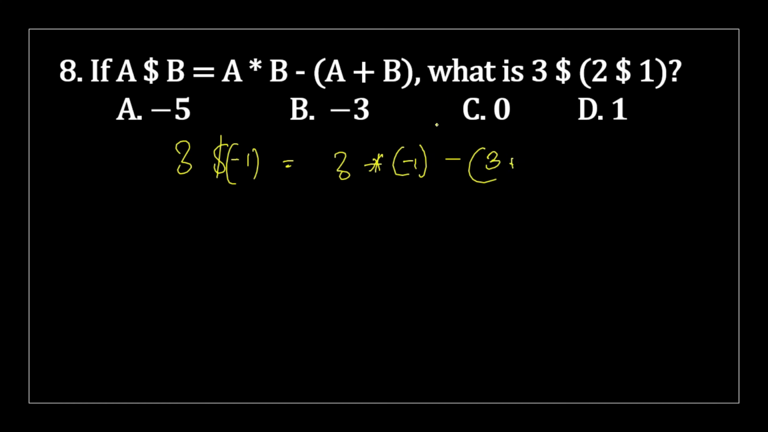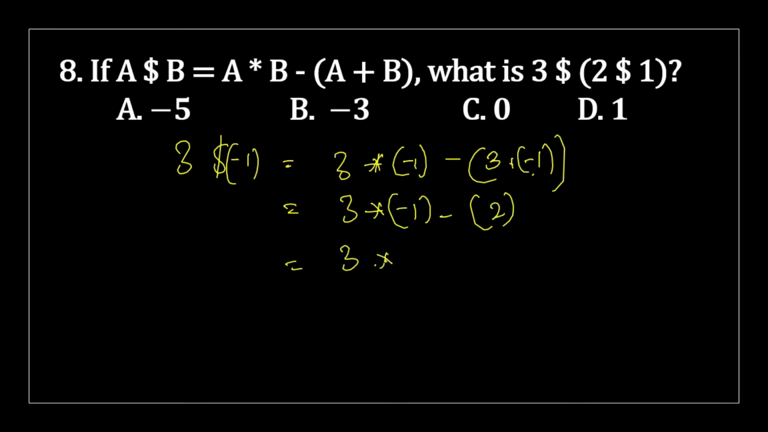plus, let's say it first, 3, what is letter A? 3 plus negative 1. Okay, that's it. 3 plus negative 1. So we have 3 multiplied by negative 1 minus, this will become 2. So we have 3 multiplied by negative 1 minus 2.